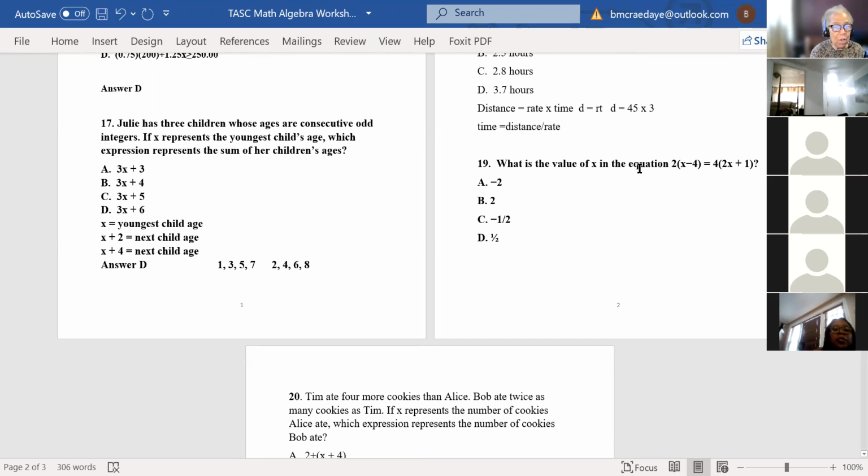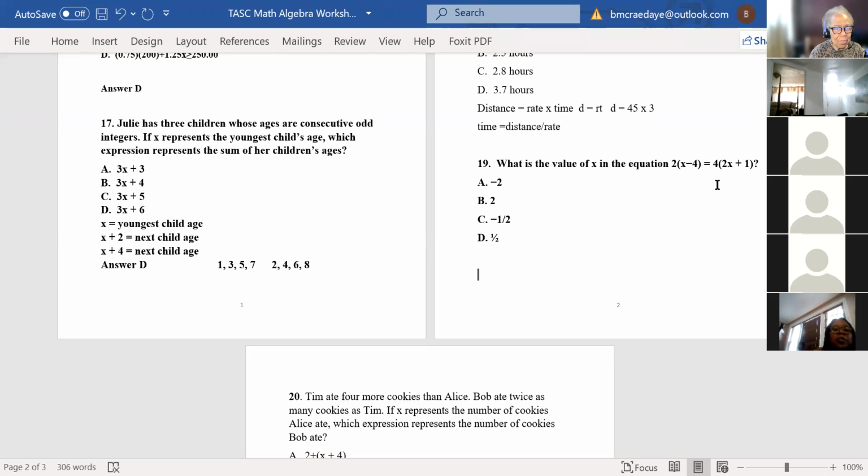No problem. So for number 19, I want you to text me an answer to 19. Now you've got to multiply and combine your variables and your constants and solve for the X. Anybody who does not understand 19?